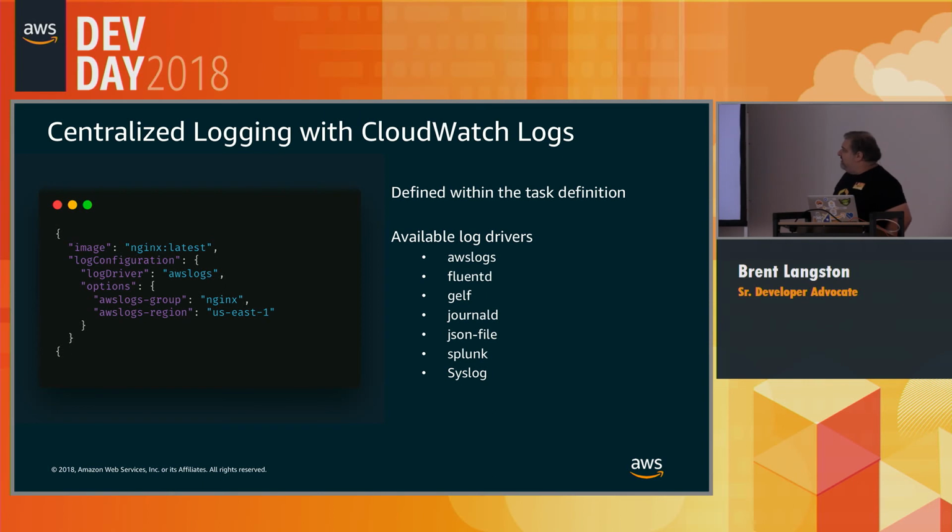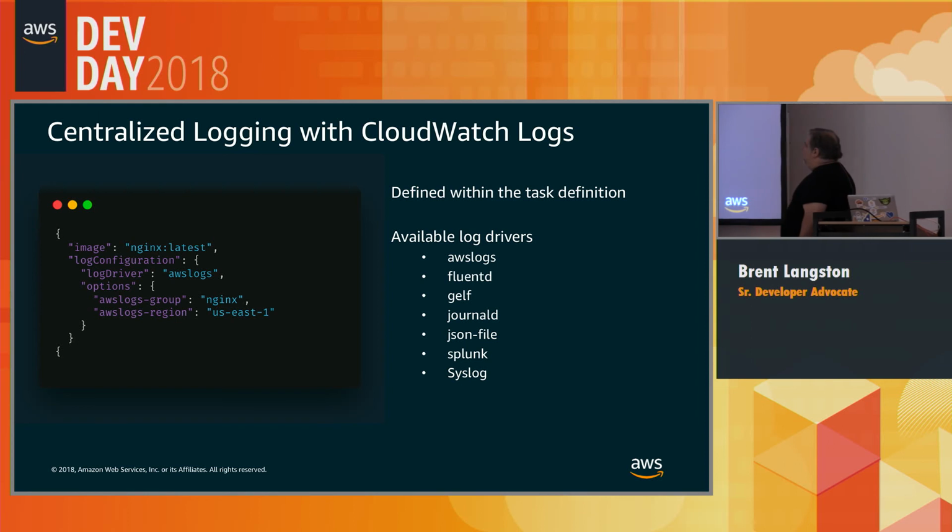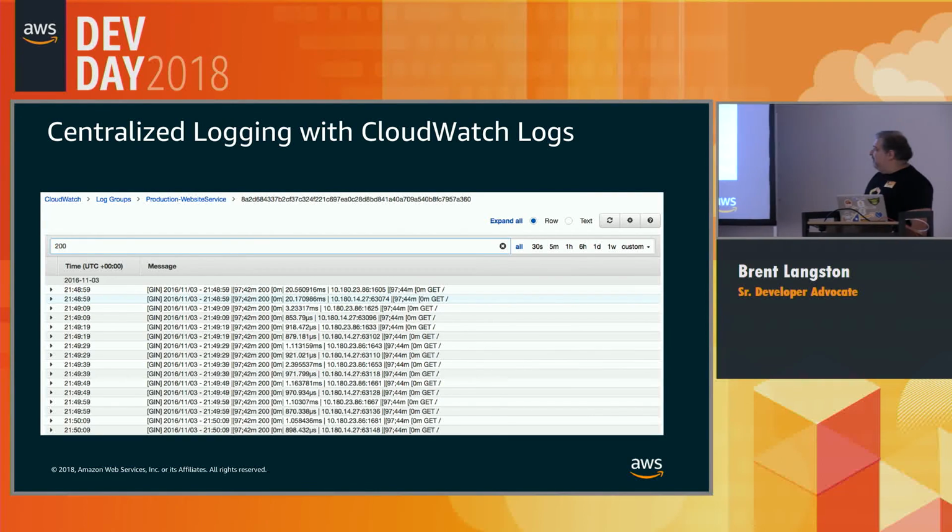Logging with CloudWatch Logs. The thing to note here is log configuration, log driver, awslogs. That's all you have to set in your task definition. By setting that, you're able to ship those standard out logs to CloudWatch Logs. If you want to do something more custom, you have additional log drivers available to you. By using one of these, you'll be able to configure that logging service. This is what CloudWatch Logs looks like.